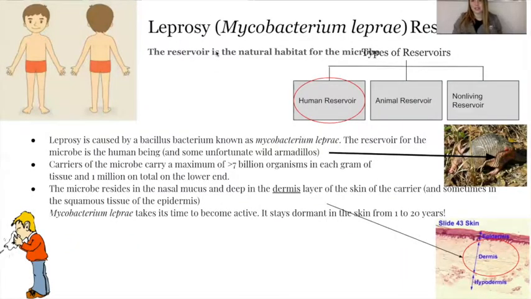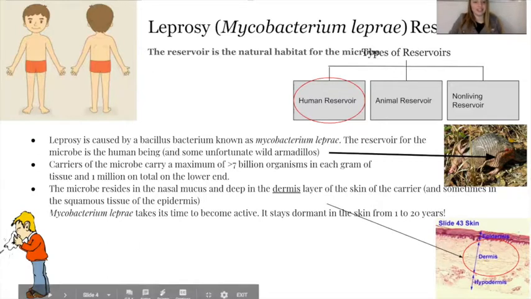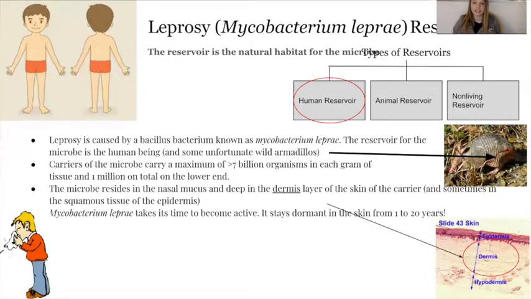Great, so I'll get to talk about the reservoir. The reservoir is the natural habitat of a microbe, and as you can see in our lovely little cartoon on the side, the reservoir for our disease, leprosy, is a human, which can be kind of confusing because it's also known that it has an animal reservoir. There are other mammals that can contract the disease, such as some unfortunate wild armadillos. As we talked about, the bacillus bacterium, Mycobacterium leprae, is what causes leprosy, and the reservoir for the microbe is a human.